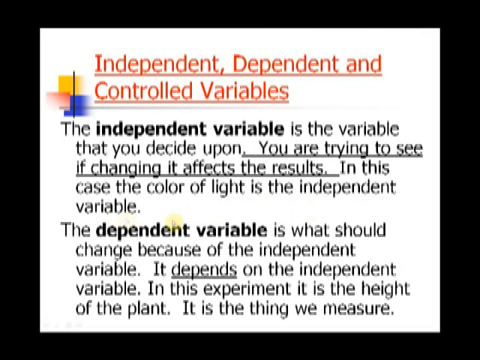The independent variable, the thing we are testing. Then we have the dependent variable. It depends on the independent variable. It is what should change because of the independent variable. In this experiment, it is the height of the plant. Notice it is the thing we can measure. Underline, we measure it. This time we are measuring the height to see: a good healthy plant will grow tall, no?